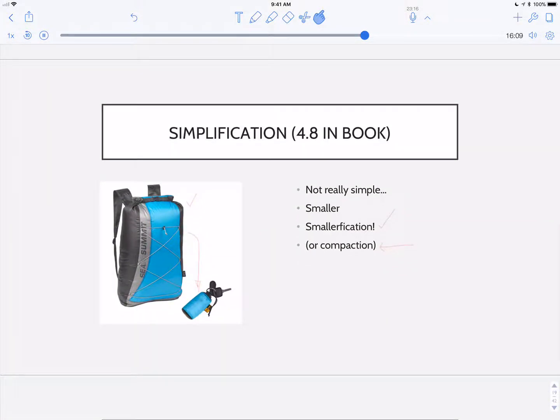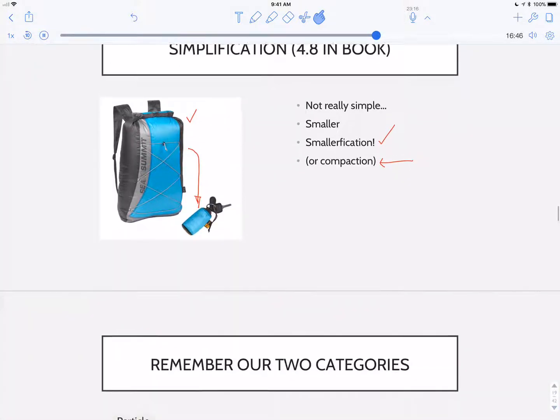Section 4.8 in the book talks about simplification. But when I read it, it's not actually very simple. What they mean is take an expression and make it smaller. For example, this backpack here, it folds up into a pocket that goes like this, so you can have a backpack on your keychain for some reason if you've ever needed that. I wouldn't call it simplification. I would call it smallification, which is not a word, so if you want a real word, I would call it compaction. But I like smallification. It's easier for me to remember.